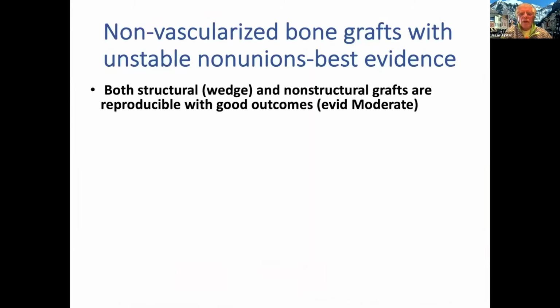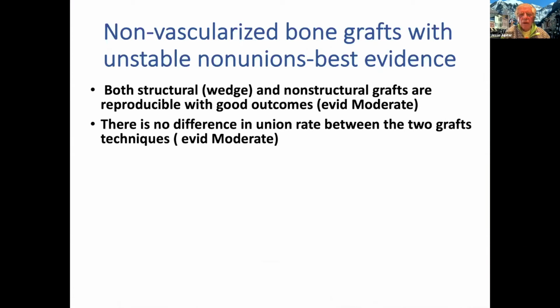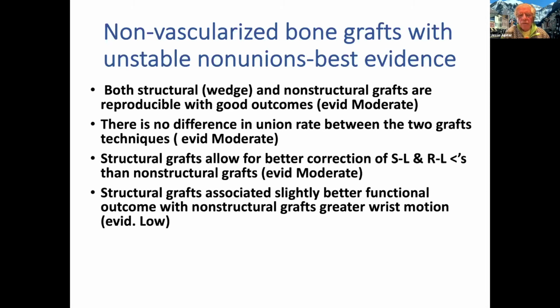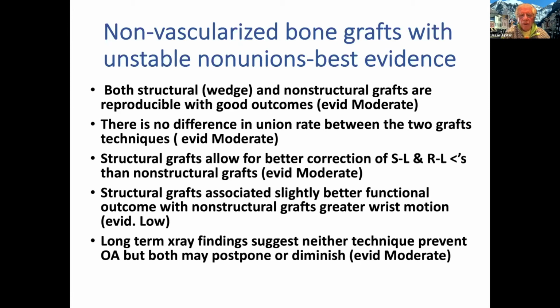So if we look at the best evidence in the literature, both wedge structural graft and non-structural graft, both are reproducible with moderate evidence, good outcomes. And it doesn't appear to have a difference in the union rate between the two graft types. Structural grafts will help you correct the carpal malalignment better than the non-structural grafts, and may be associated with better function, although the evidence is low. But long-term findings suggest neither of these approaches will prevent OA, but may slow it down.